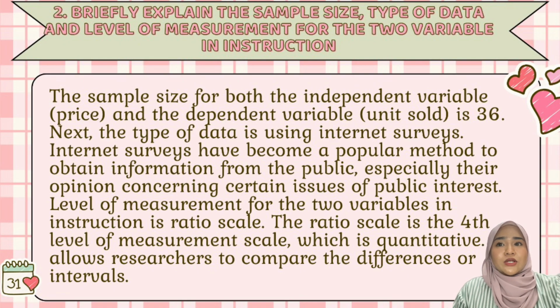So, question 2, briefly explain the sample size, type of data, and level of measurement for the 2 variables in the instruction. The sample size for both the independent variable, price, and the dependent variable, unit sold, is 36. Next, the type of data is from an internet survey. Internet surveys have become a popular method of obtaining information from the public, especially their opinion concerning certain issues of public interest. The level of measurement for the 2 variables is ratio scale. The ratio scale is the 4th level of measurement scale, which is quantitative. It allows us to compare the differences or intervals.